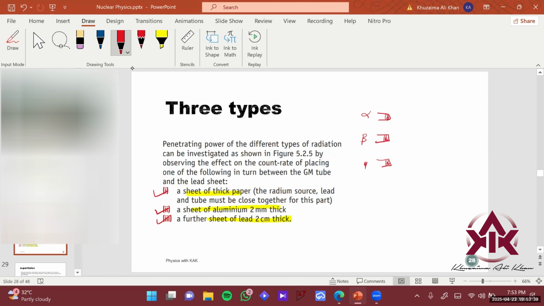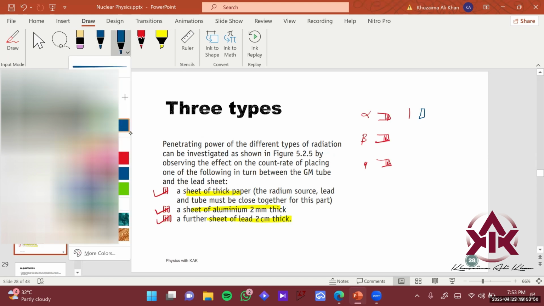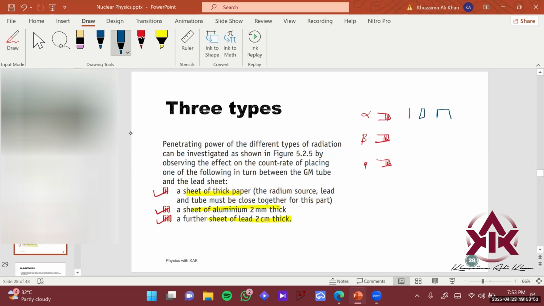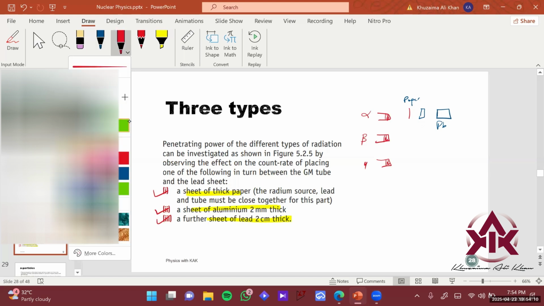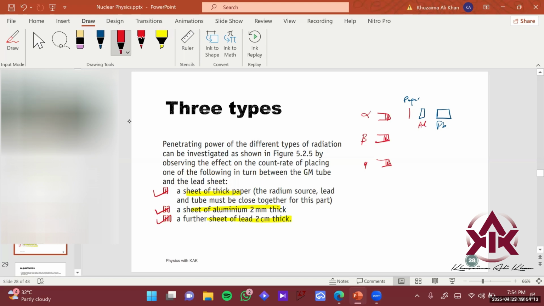So we're gonna place first of all paper, and then a 2 millimeter thick aluminum, and then a 2 centimeter thick lead here, right? This is going to be paper, and this is lead, and that is aluminum. You will see, can alpha particles pass through paper, or are they blocked? Can they pass through aluminum, or are they blocked? Can they pass through lead, or are they blocked, right?